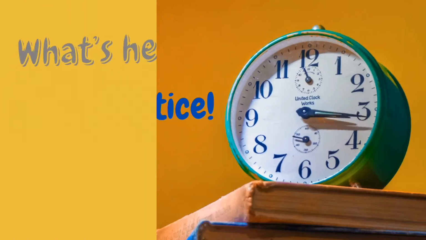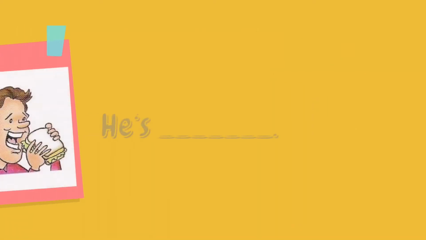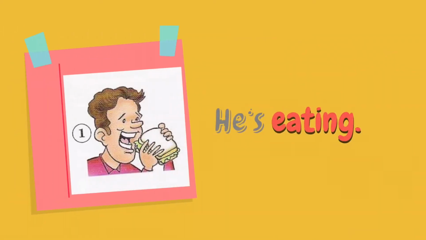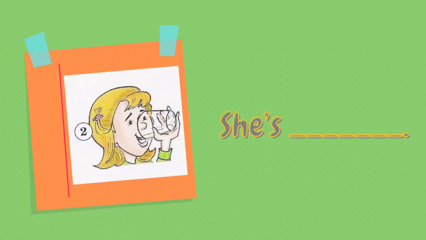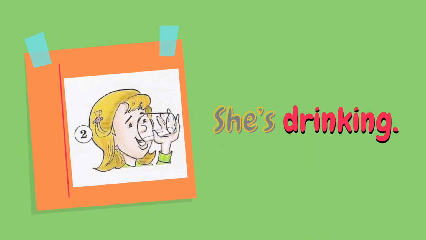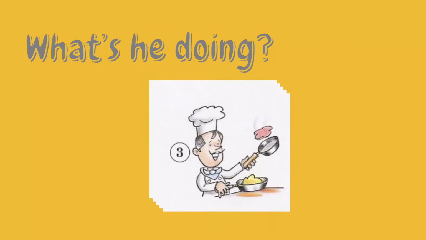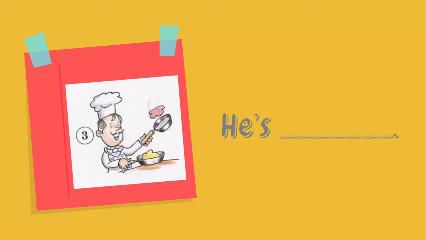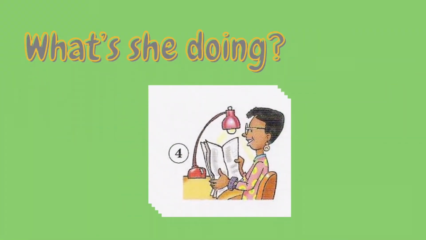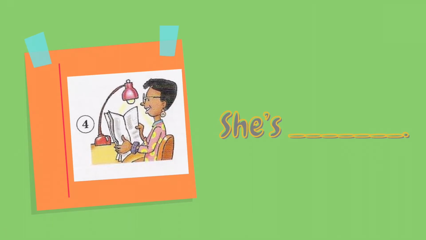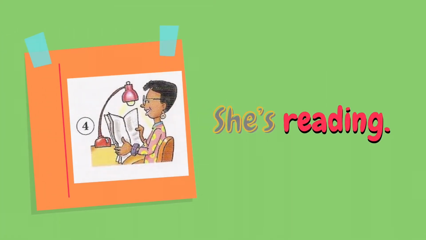Let's practice. What's he doing? He's eating. Hooray! What's she doing? She's drinking. Hooray! What's he doing? He's cooking. Hooray! What's she doing? She's reading.